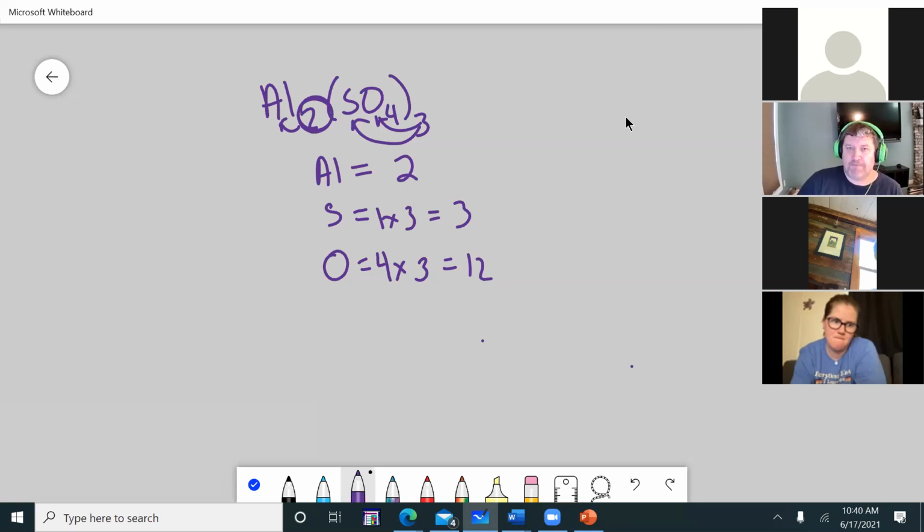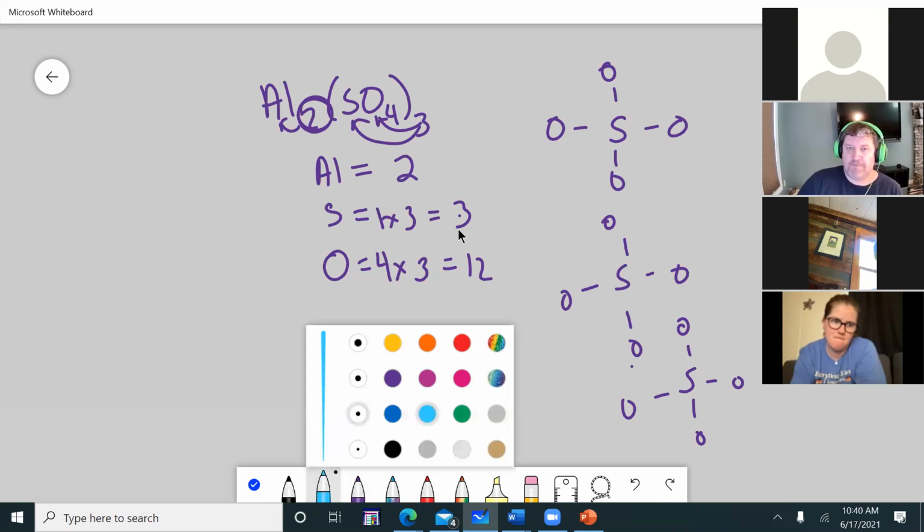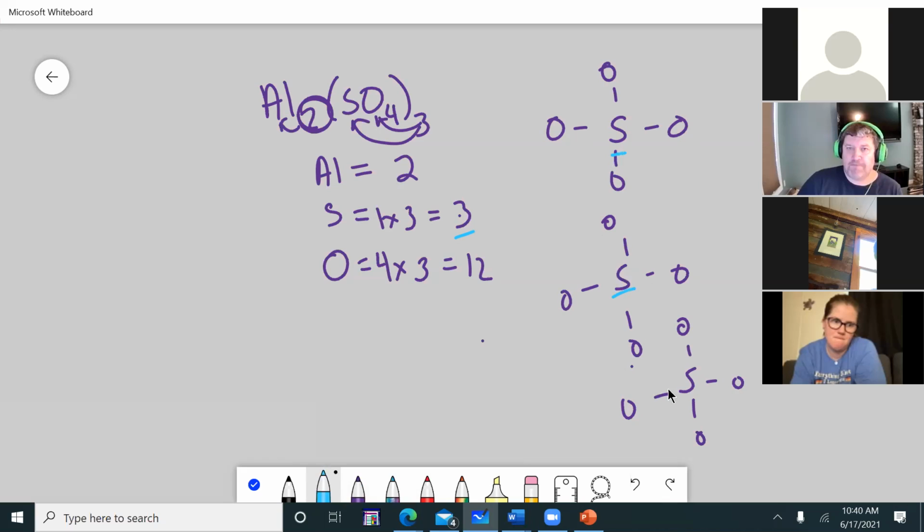If I was to draw this out, it's sulfur with 4 oxygens. But if I have 3 of them, it looks like this. There are the 3 sulfurs that we see here: 1, 2, 3. The 12 oxygens are 1, 2, 3, 4, 5, 6, 7, 8, 9, 10, 11, and 12. That's where it's coming from. So 3 of these, 1, 2, 3 of them. That's kind of visually what's happening.